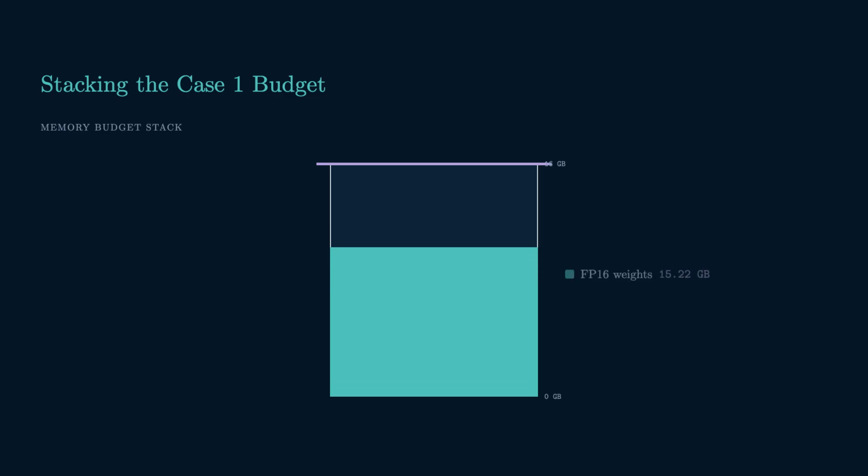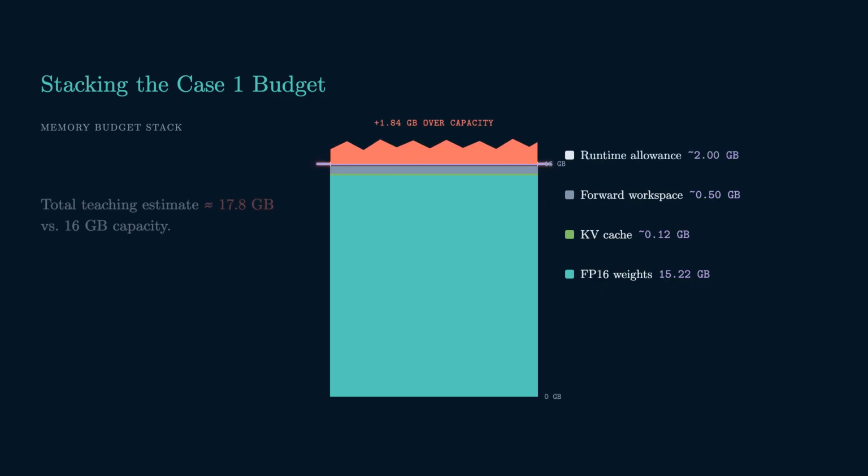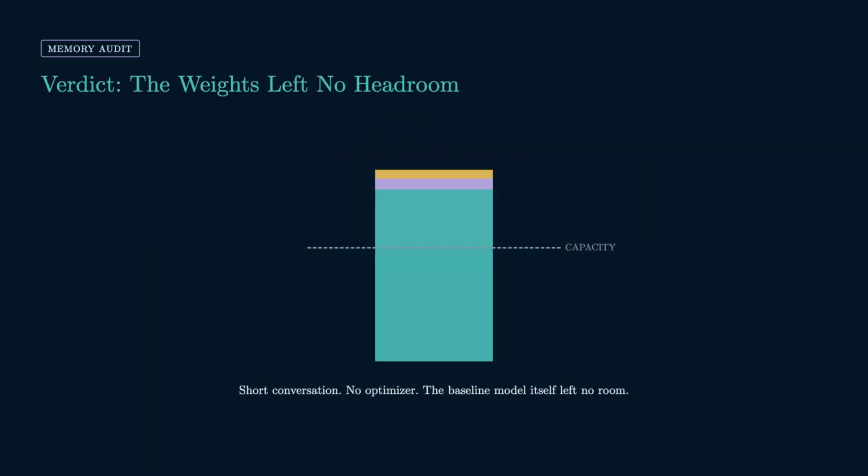Stack it up. The weights take 15.22 gigabytes. The KV cache for that short context is a rounding error, about a tenth of a gig. Forward workspace, maybe half a gig, and a runtime allowance of around 2. That lands near 17.8 gigabytes on a card that holds 16. Out of memory. Short conversation. No optimizer. Nothing exotic happening at all, the baseline model just left no usable headroom before the workload even started.